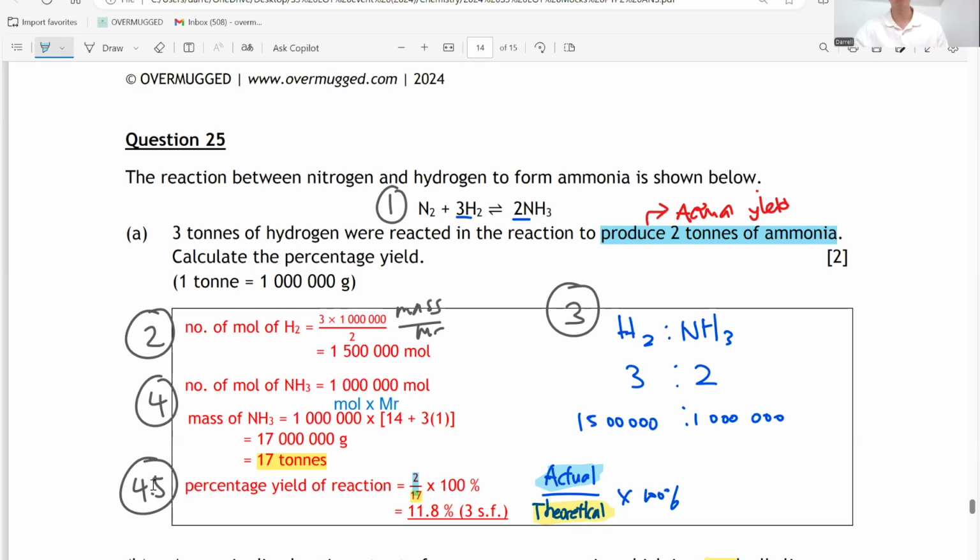And only then we go to step 4, which is to take mole times MR to find the actual mass of ammonia I was expecting to get in theory. Theoretically speaking, I react this amount, I should get 17 tons. But in reality, how much did I actually get? I only got 2 tons. And that's how I put them in a fraction to find the actual percentage yield.